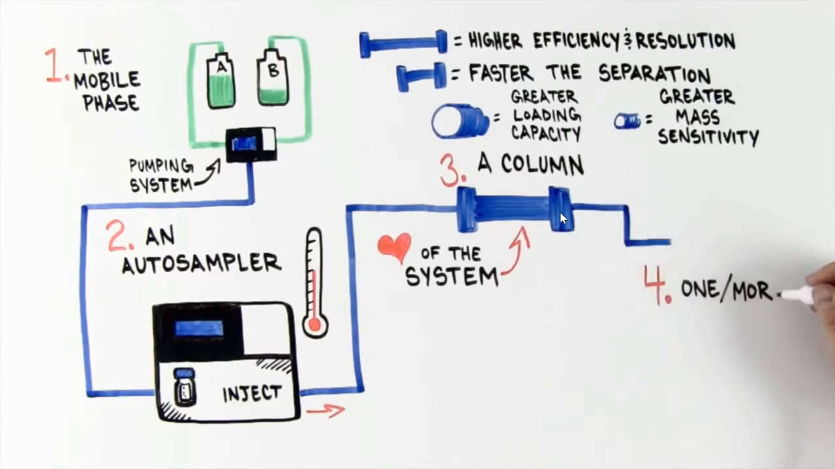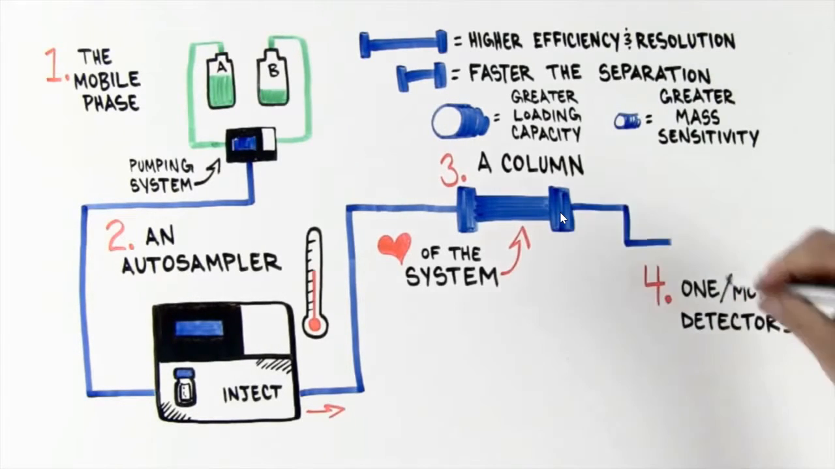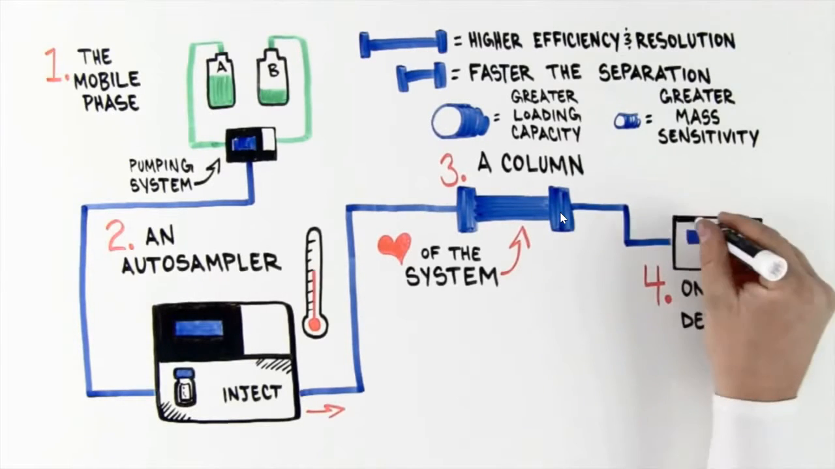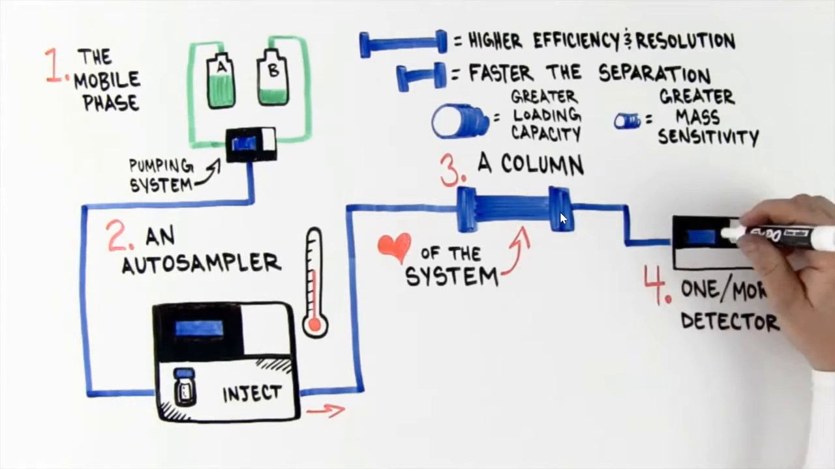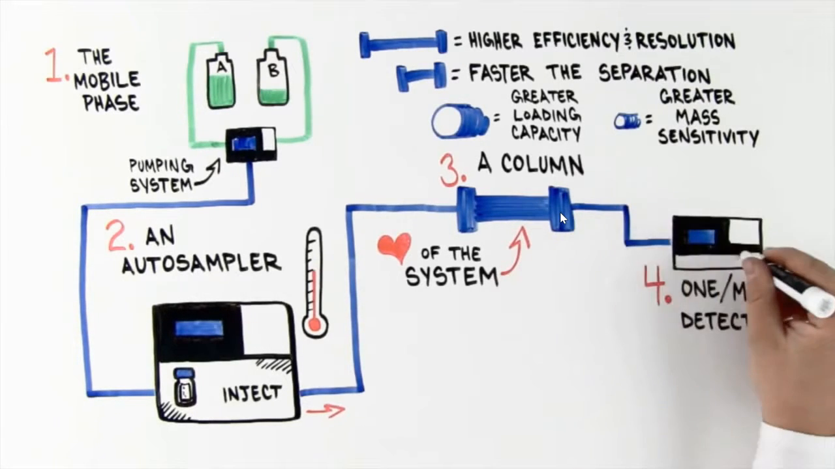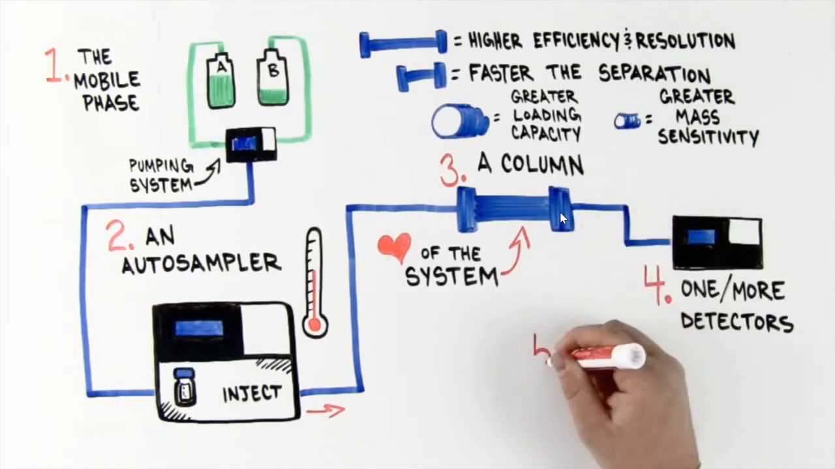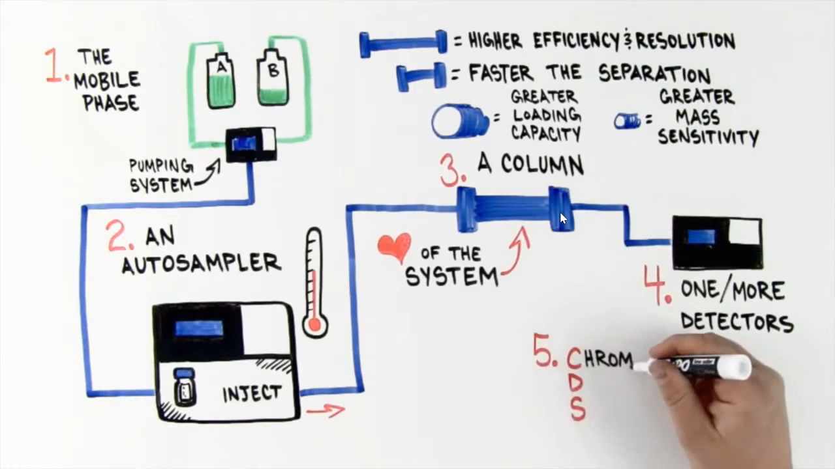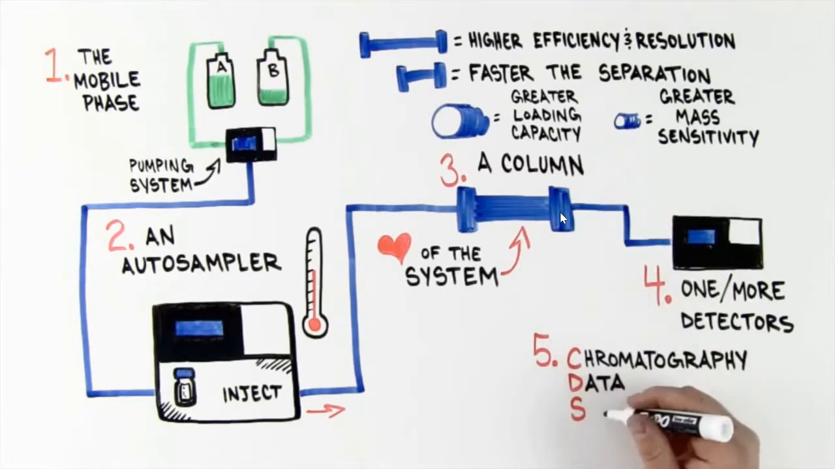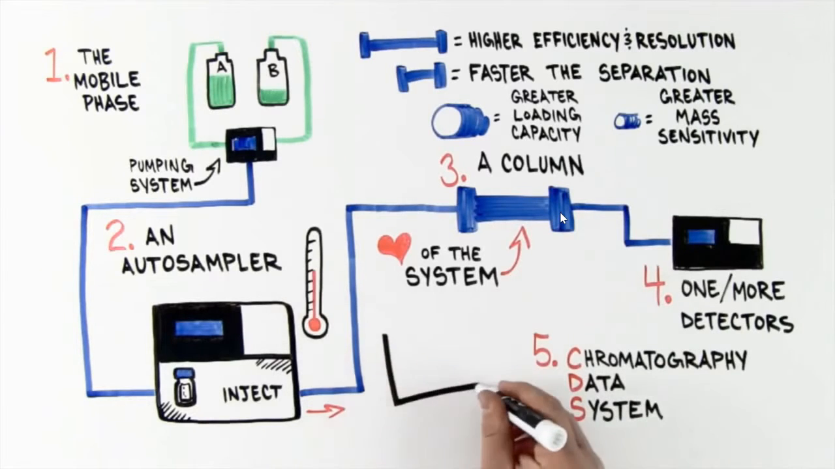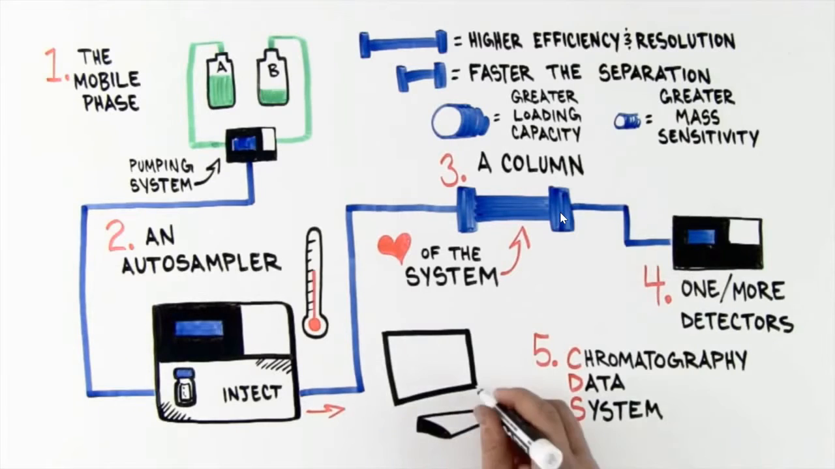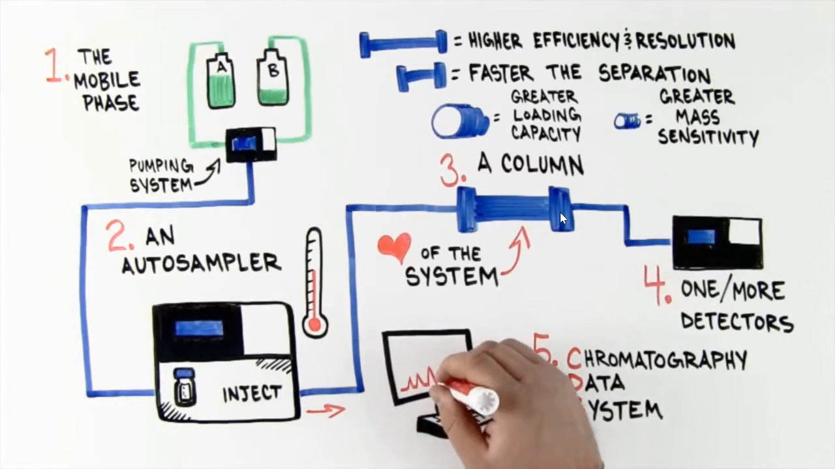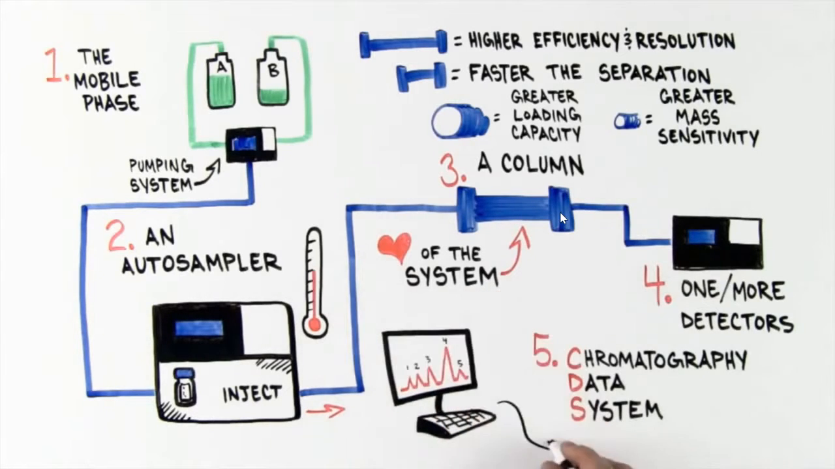The fourth part is one or more detectors in series. The detector receives the result of the sample separation from the column and monitors the physical properties which change as the sample elutes. The fifth part is the chromatography data system, CDS, which translates the signal from the detector into a chromatogram that provides the qualitative and quantitative data about the sample.